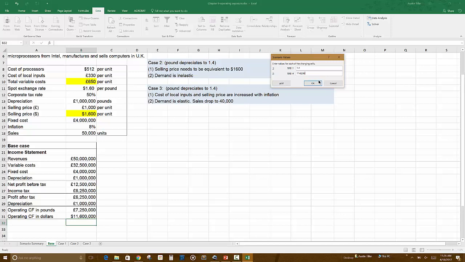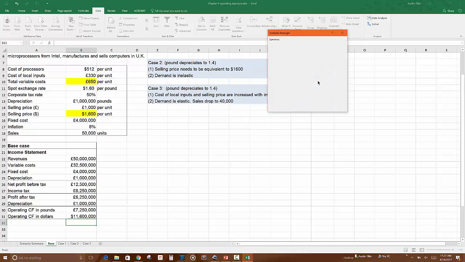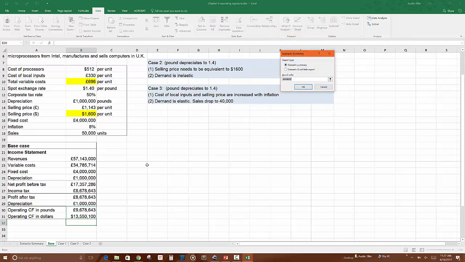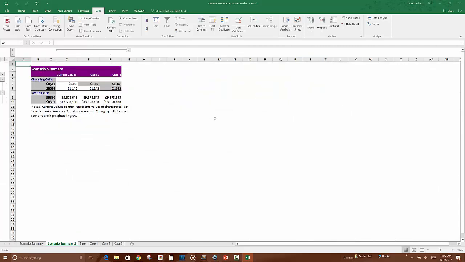Alright, so that's the only 2 things we changed. So press OK. Summary. Alright, same thing. We're going to show this change of the cash flow. So same these 2 cells. So press OK. And so now we have 2 different pages. So page 2, we change 2 cells. We change it to 1.4 and selling price to 1143. So we see how much the cash flow changes now in dollar.